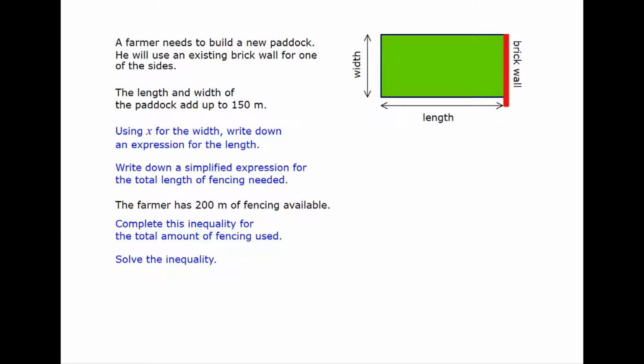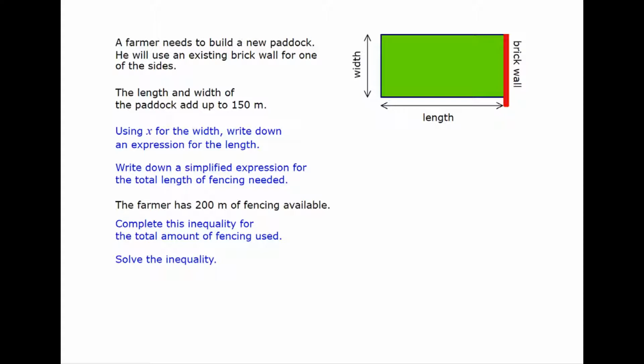A farmer needs to build a new paddock, which is basically the field. He will use an existing brick wall for one of the sides. The length and width of the paddock add up to 250 metres. Using x, write down an expression for the length. Write down a simplified expression for the total length of fencing needed.